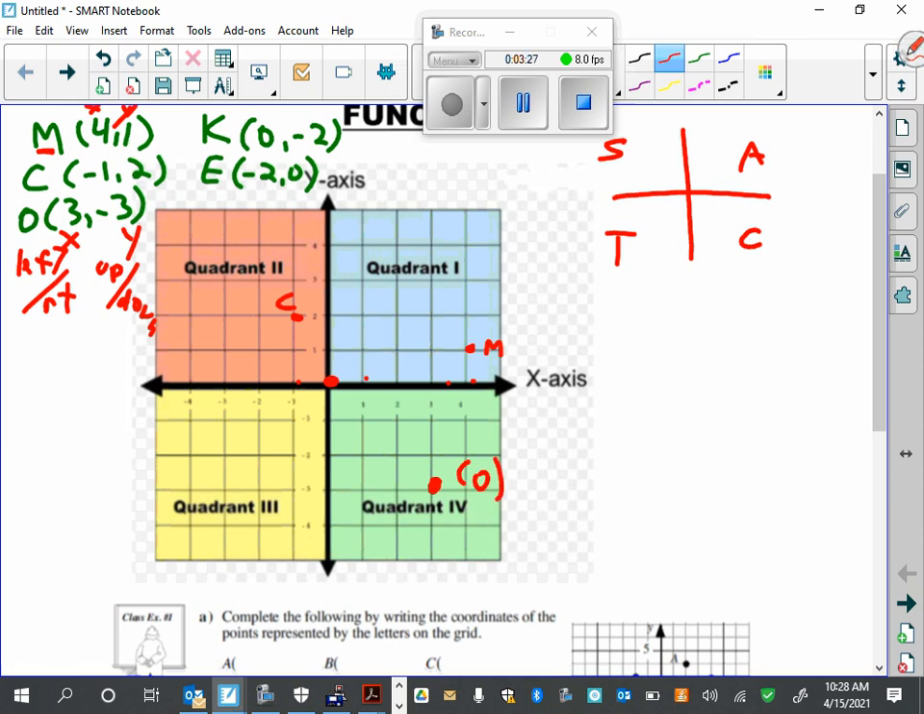Collaborate. Always just point. Make sure you know the difference between these two. You're not guessing. Do not guess ever. You start at 0, and this tells you to go 0 to the right or left, and then 2 down. And then E says go 2 to the left right away, and then 0 up or down.